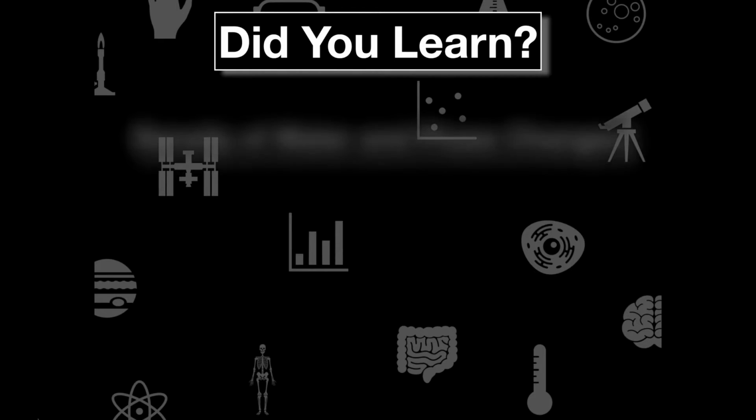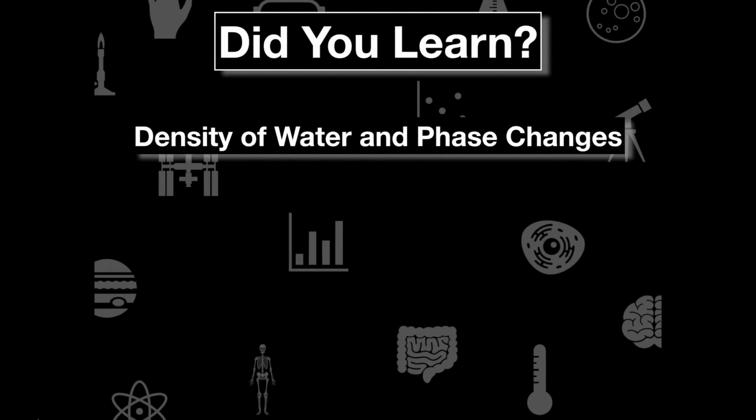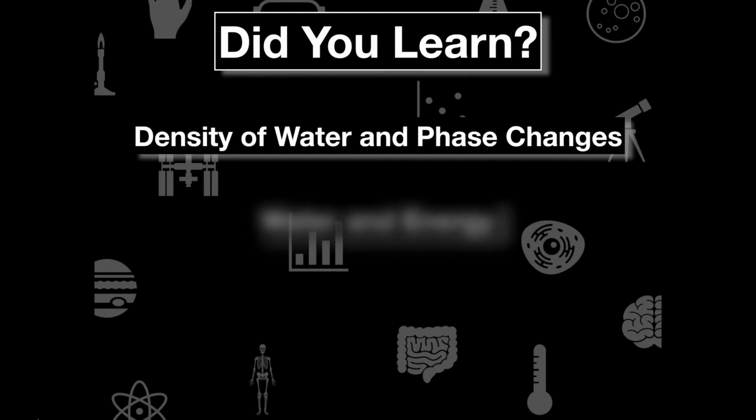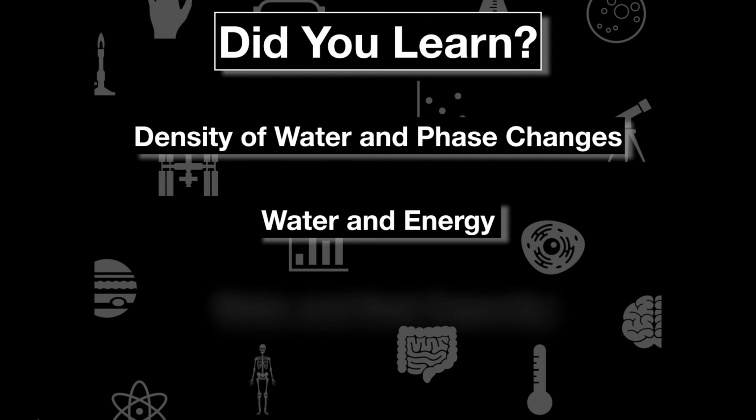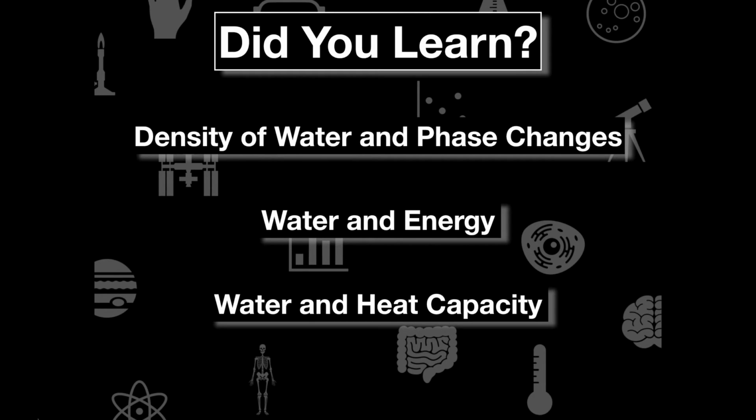So did you guys learn a couple of things? Did you learn the density of water and the phase changes that exist among solid, liquid, and gaseous state water? Did you learn about water and its relationship to energy? Remember, temperature is a measure of the amount of heat, and heat is really just energy. So temperature, theoretically, is just measuring energy. And did you learn about water and heat capacity and why this heat capacity is important both inside organisms' bodies, but also in the ecosystems that they live in?